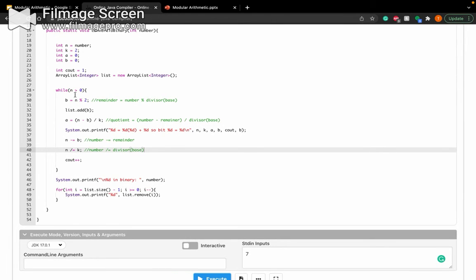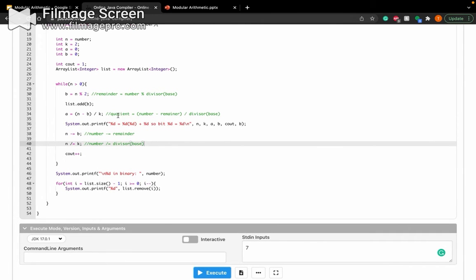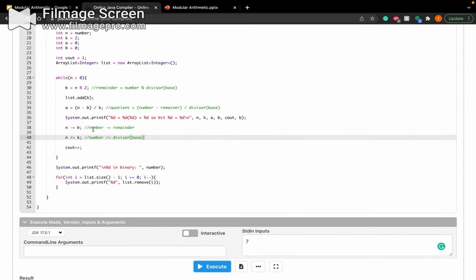So we have a while loop, while n is greater than 0. What we're going to do is calculate our remainder here, n modulus 2. And then we're calculating our quotient here, which is n minus b. Here we're subtracting our remainder from our number, and then we're dividing our number by our divisor.